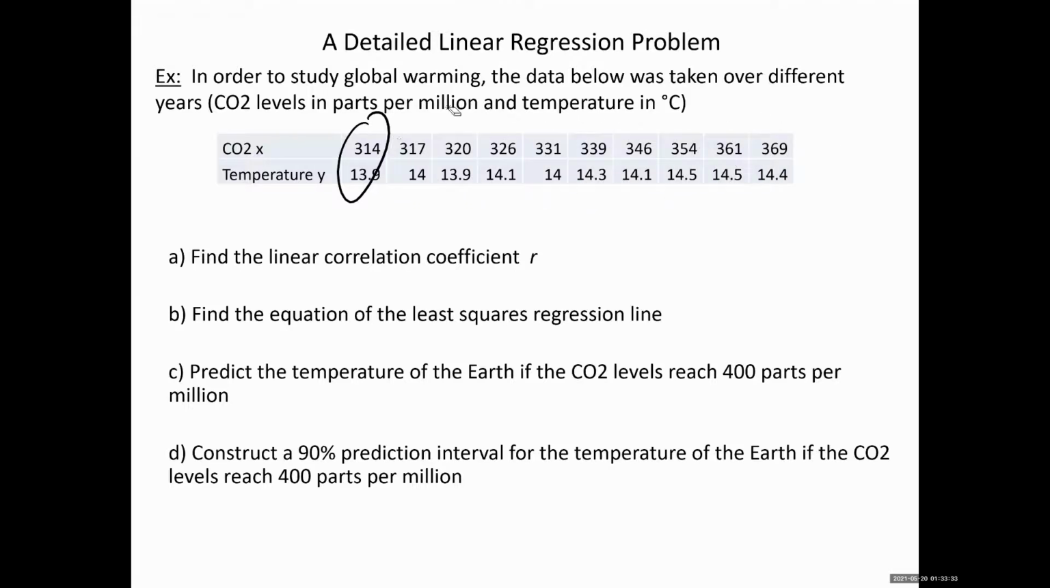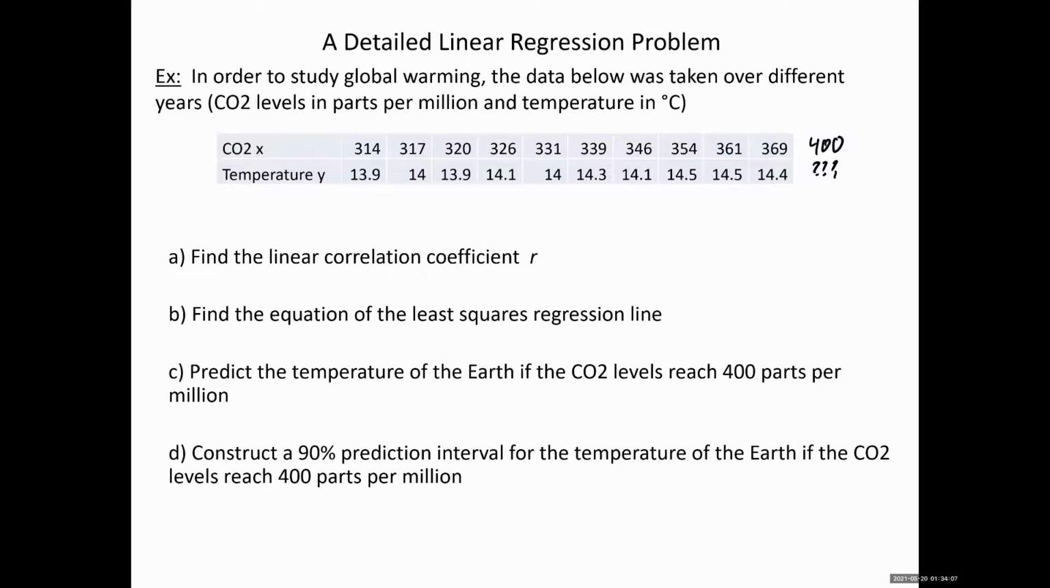That's what n is. Okay, and I'm asking you these 4 questions. First one says, find the linear correlation coefficient R. Find the equation of the line that's as close as possible to the data. Use your line to make a prediction. It says, predict the temperature of the Earth if the carbon dioxide level reaches 400 parts per million. So there's no 400 over here. But they're basically saying, if the amount of carbon dioxide in the air gets to 400, then you predict what the average temperature of the Earth would be. Okay, so that's what part C says. And that's, of course, a 1 number guess.